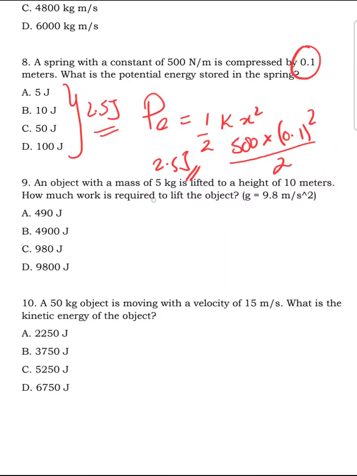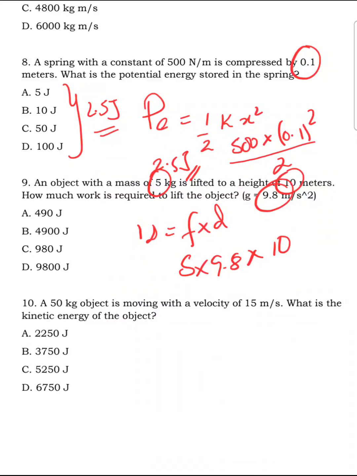An object with a mass of 5 kg is lifted to a height of 10 meters. How much work is required to lift the object? All right, so work is force multiplied by displacement in the direction of the force. So 5 kg multiplied by 9.8, and the distance is 10. So basically we've got 5 multiplied by 9.8 multiplied by 10, and we get 490.